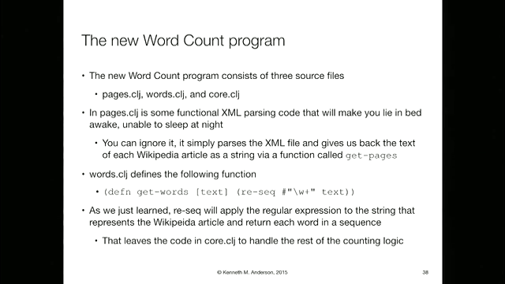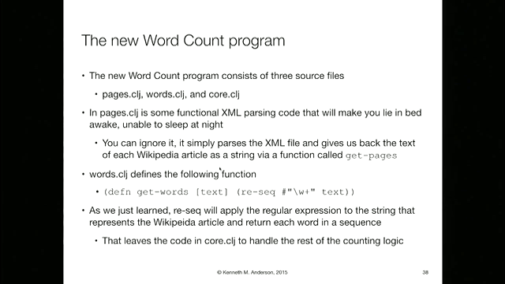Okay, so now we're ready for the new word count program. And what we have here is 3 source files. Do not look into pages.clj. You'll run screaming. I know I did. As I say here, it has functional XML parsing code that will make you lie in bed awake, unable to sleep at night. It's really, really crazy. Don't even look at it. But that is the code that's reading the XML file.